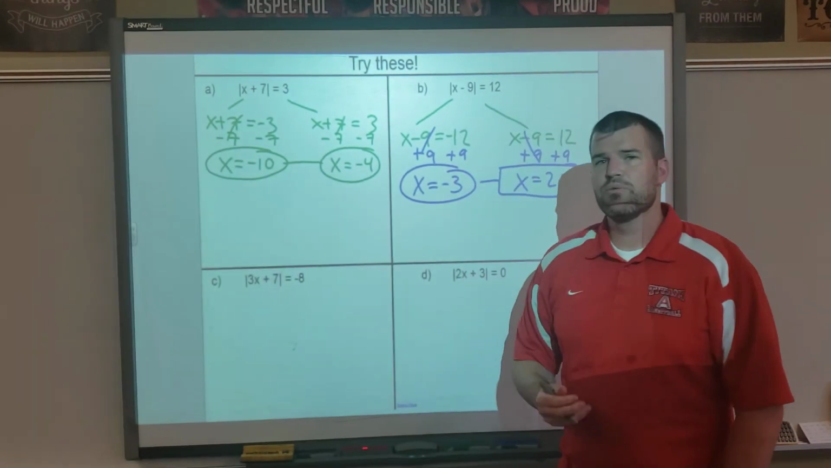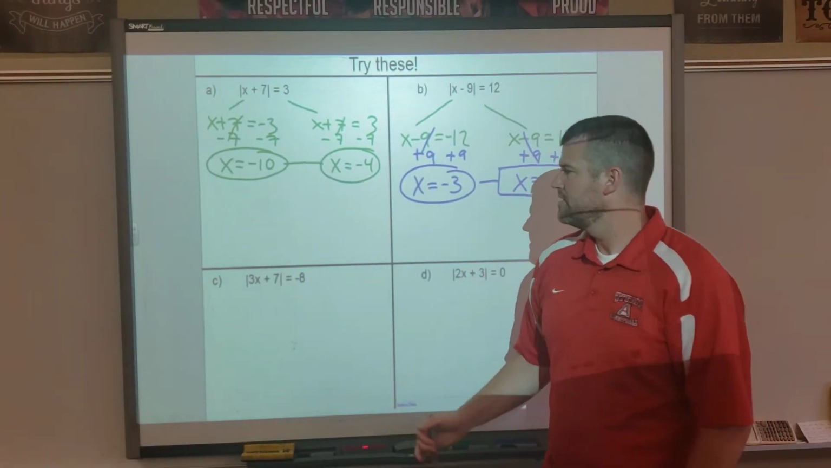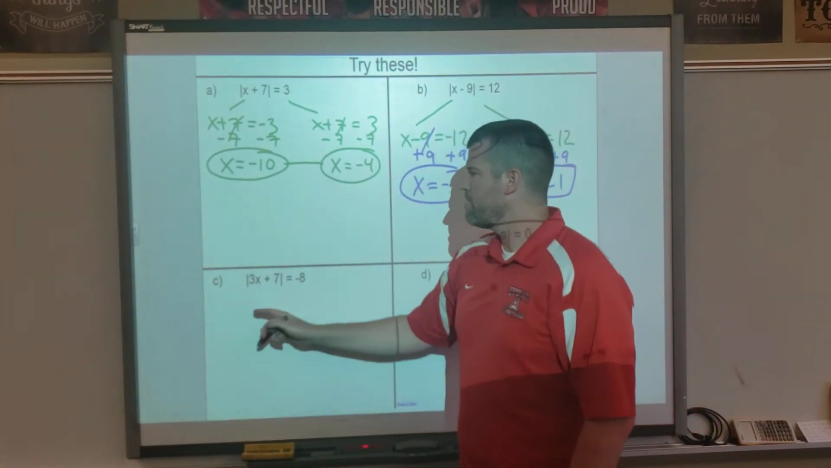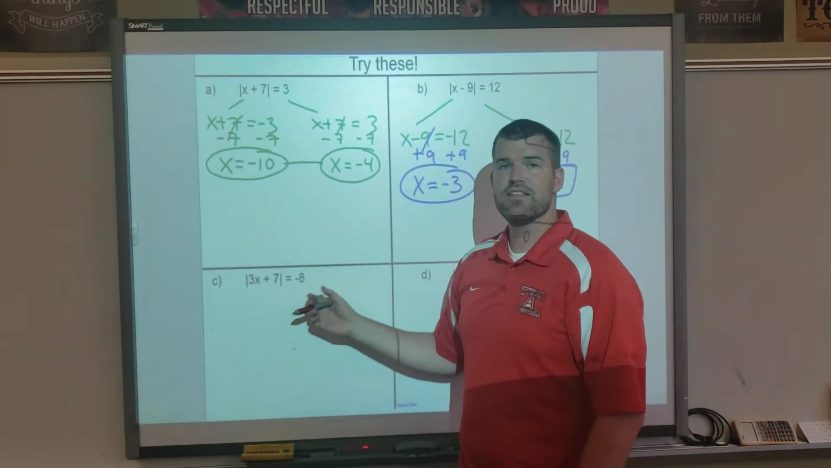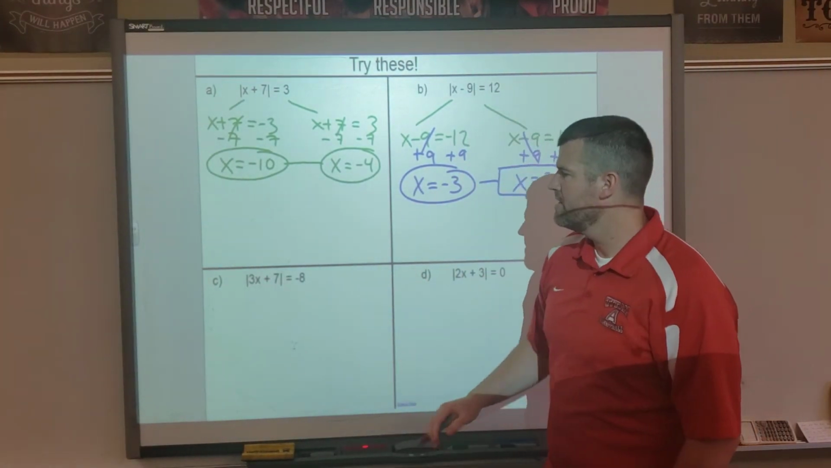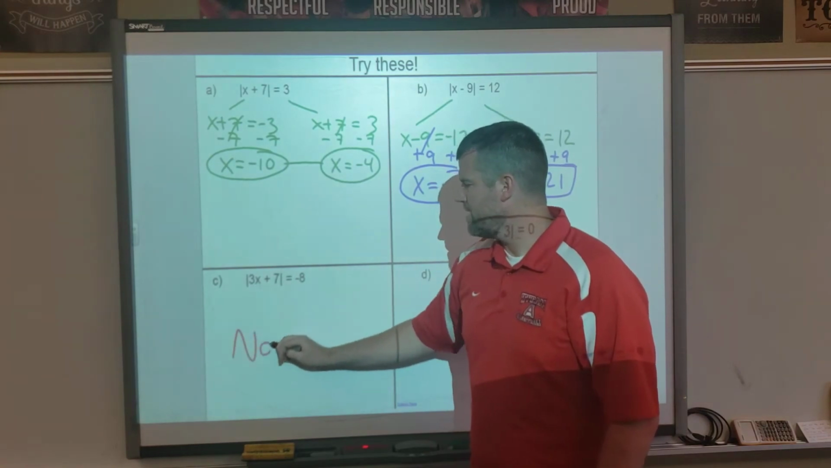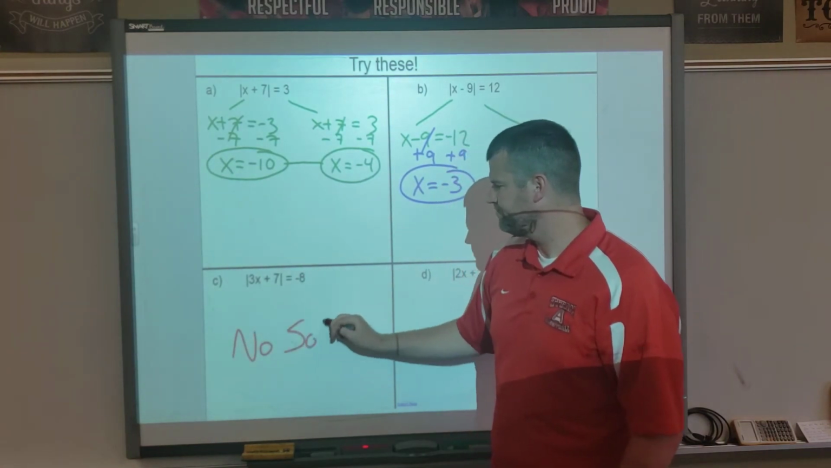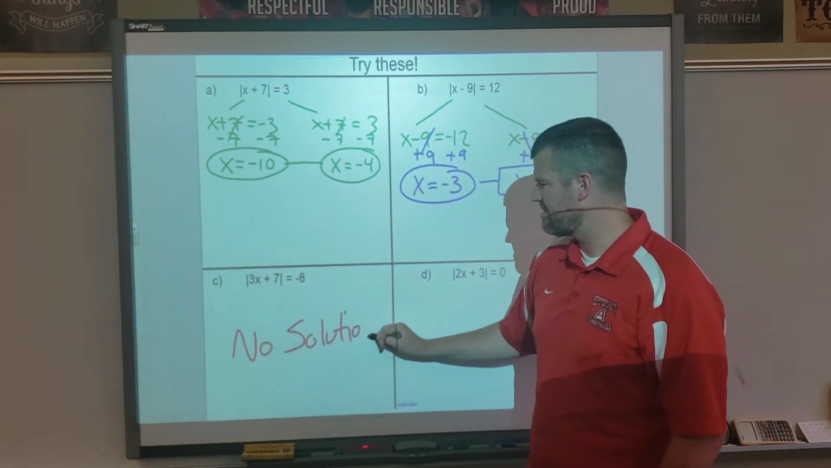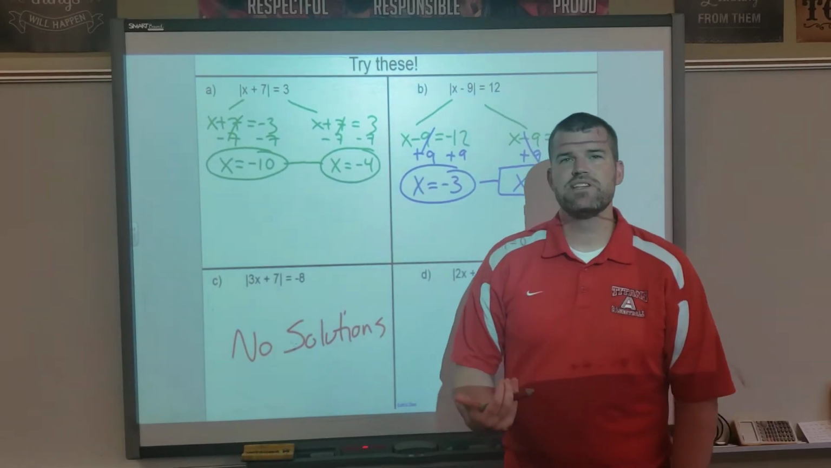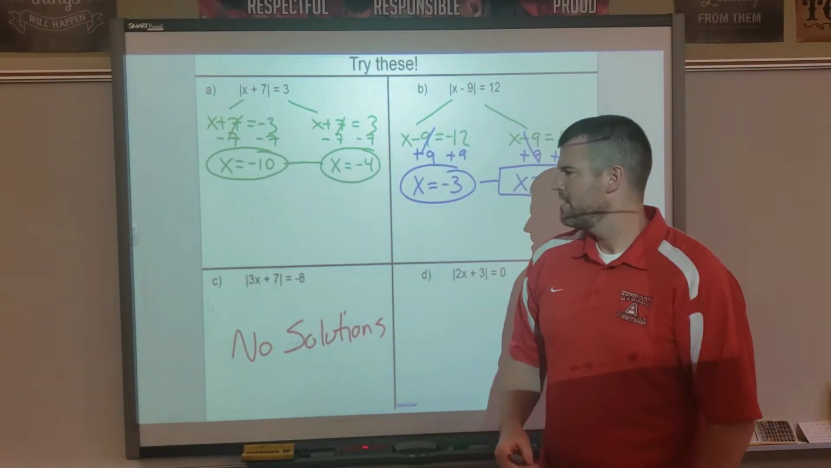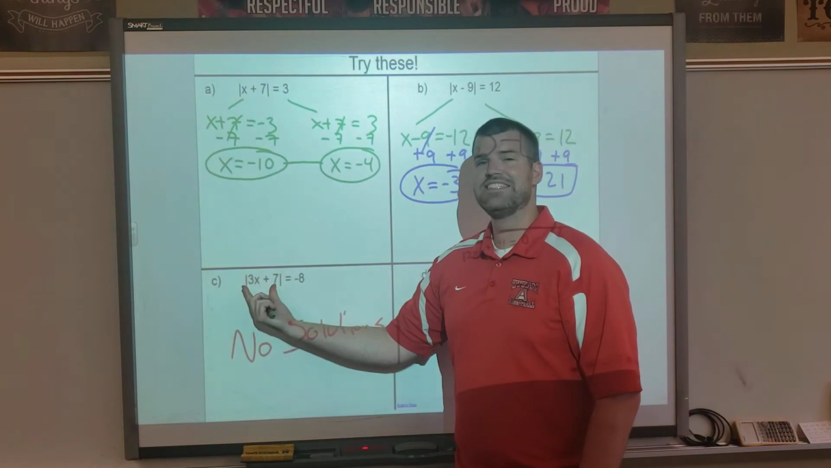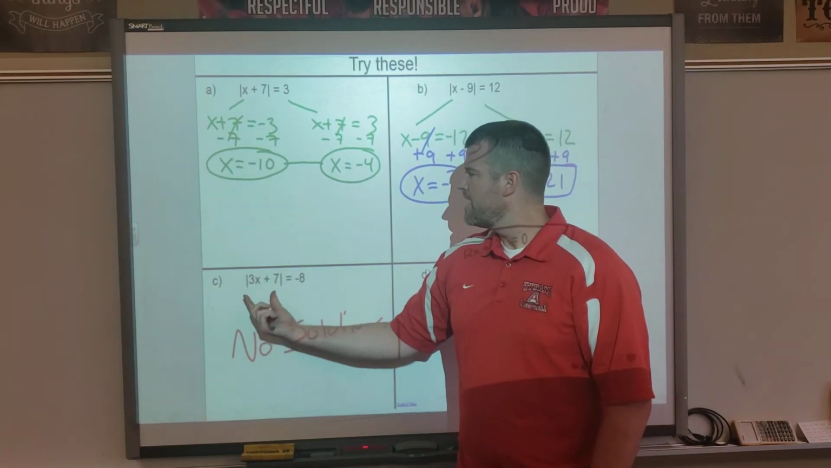Now this one is where we could definitely get tricked. Some people might start setting it up and they might do 3x plus 7 equals -8 and 3x plus 7 equals +8. But I'm going to say, don't do that. The answer is no solution, or no solutions. Why does this one not have any solutions? Well, the bars mean the distance from 0.